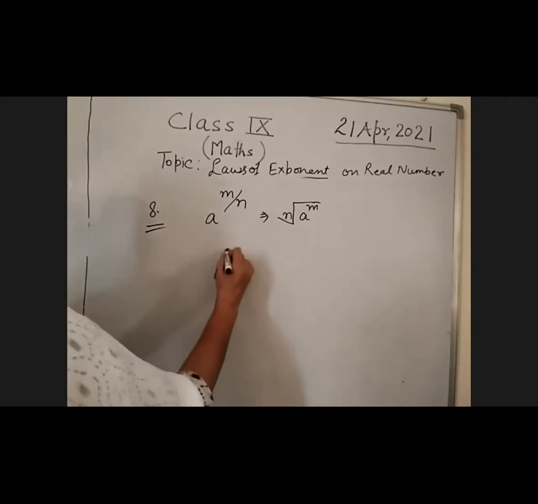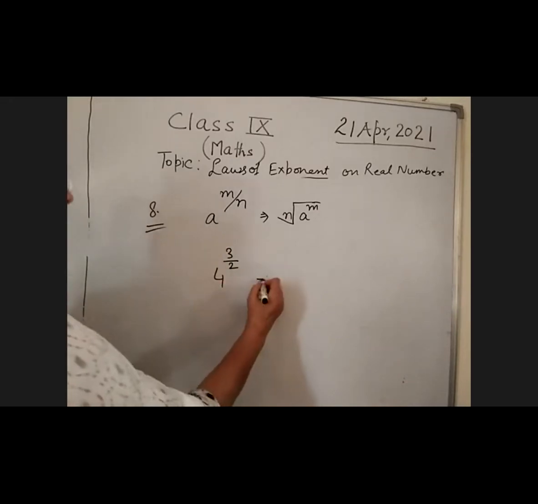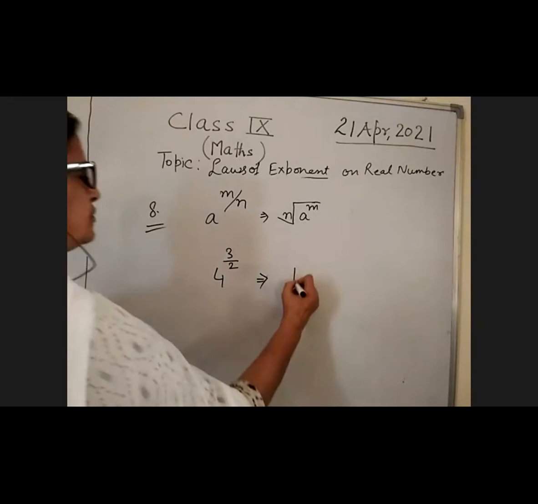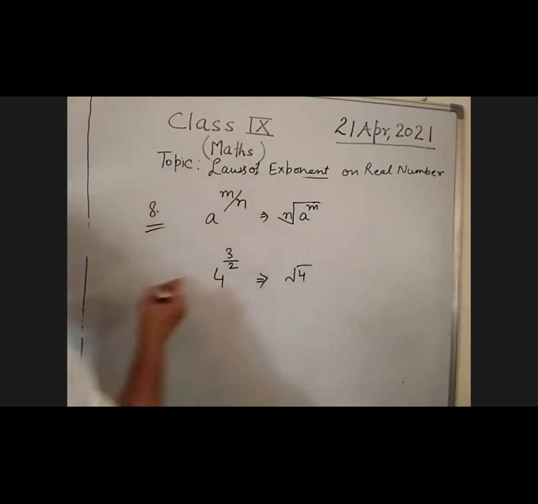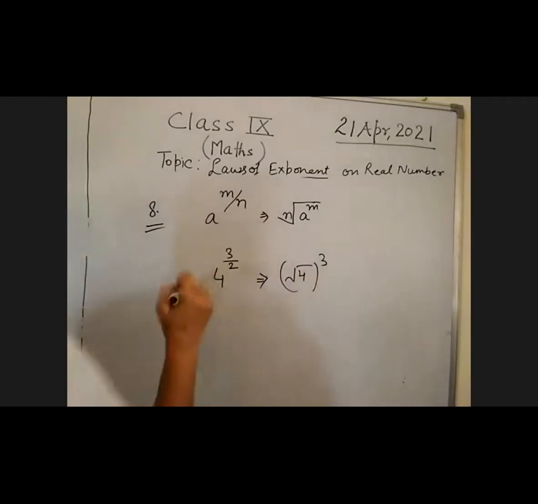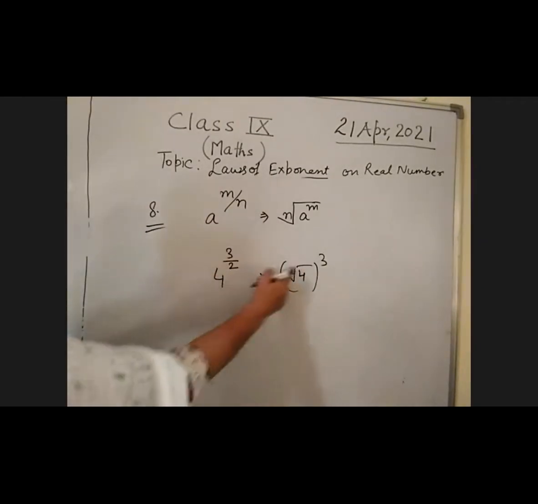Like 4 raised to the power 3 upon 2. How can you write this? Root 4 raised to the power 3. Okay, this is 1 upon 2, it becomes the root.